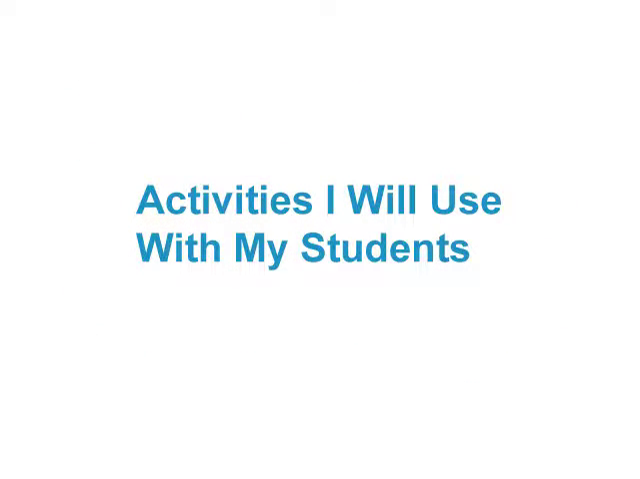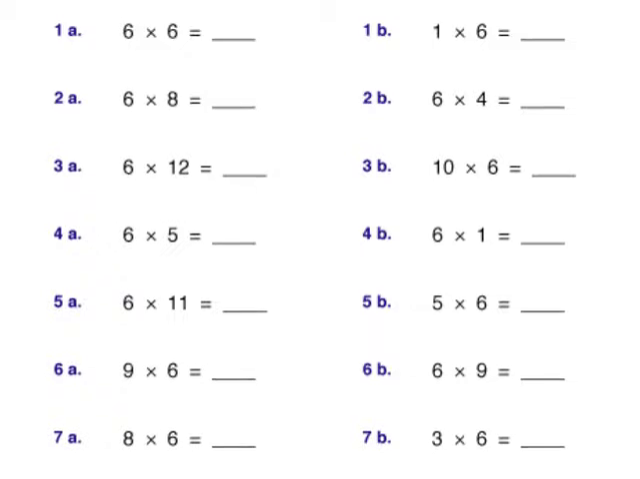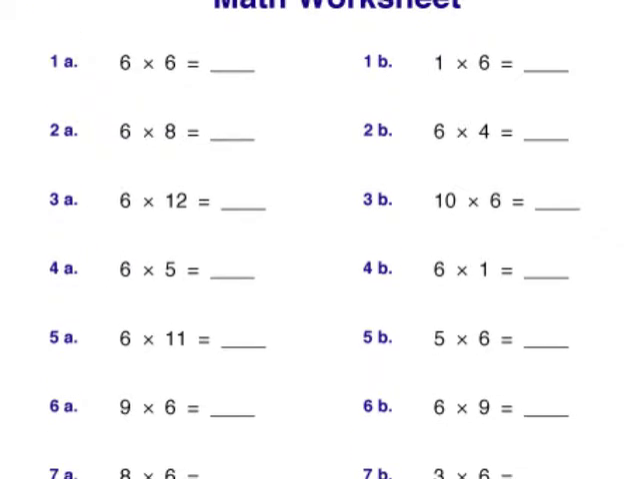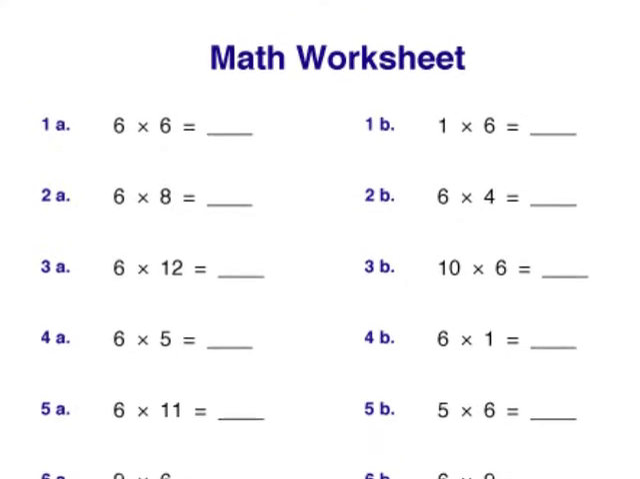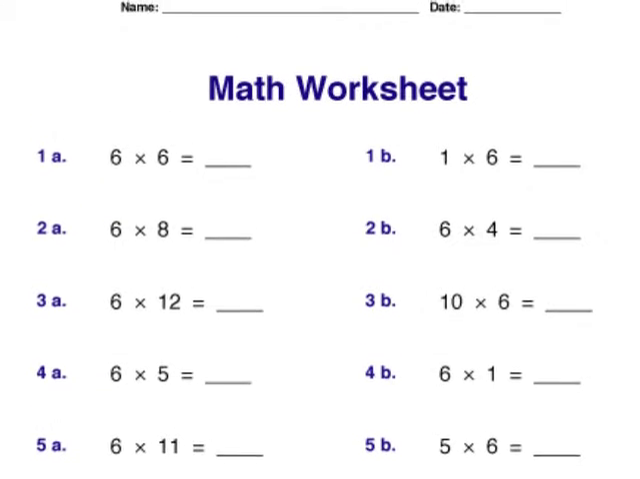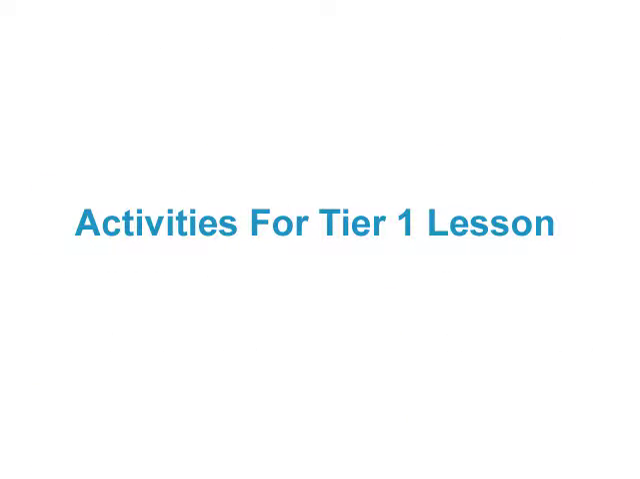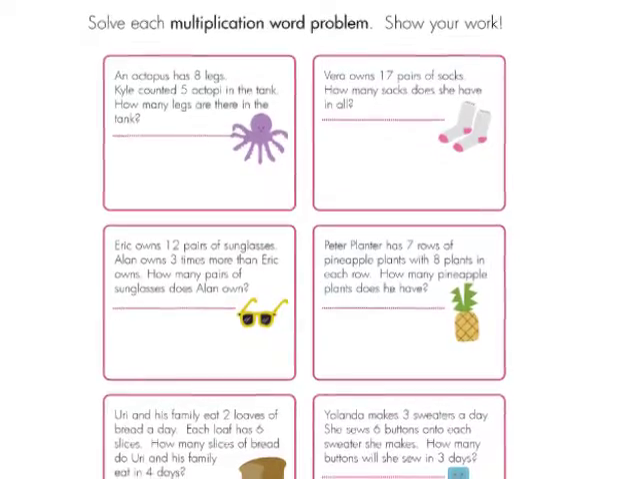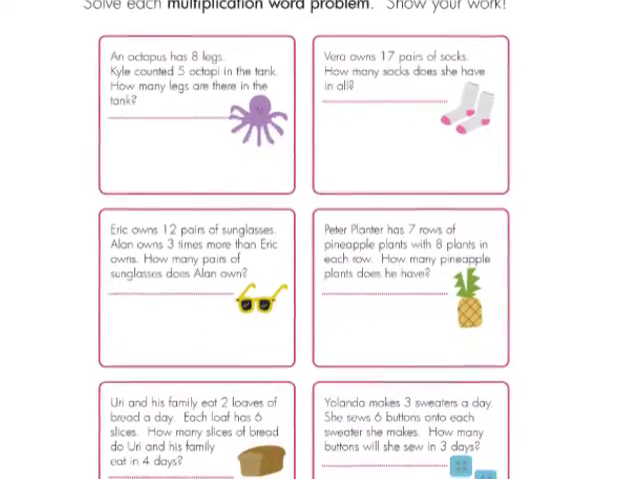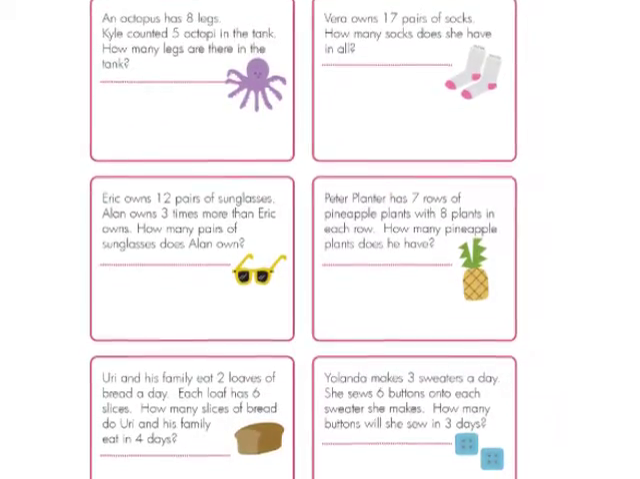Possible activities I'll use with my students. For my pre-assessment activity, I will give my students simple multiplication and division worksheets of 6s and 7s. This will inform me where all my students' abilities are for my upcoming multiplication and division lessons. Activities for Tier 1 teaching would be a worksheet that involves multiplication and division for discovering the unknown product or quotient. I will use the multiplication worksheet.